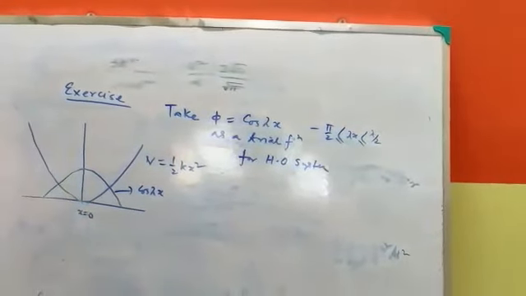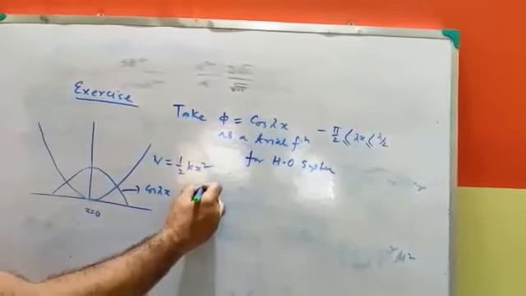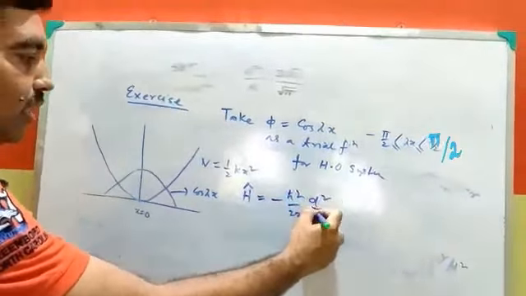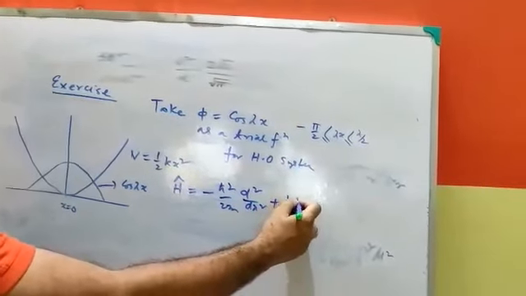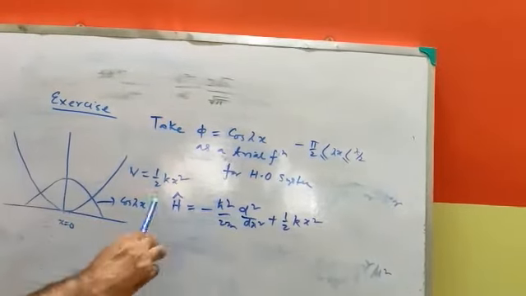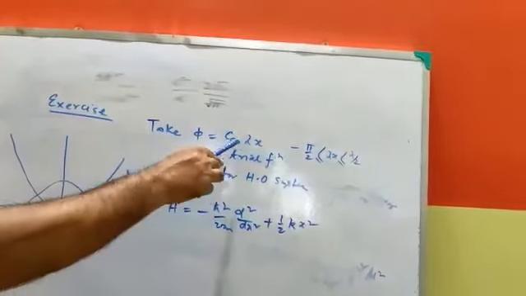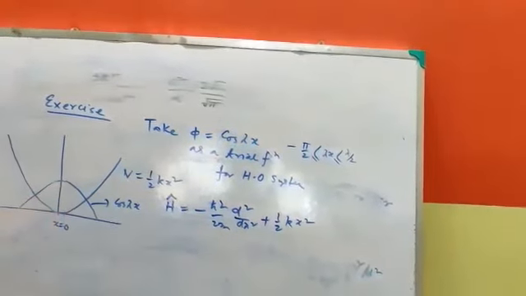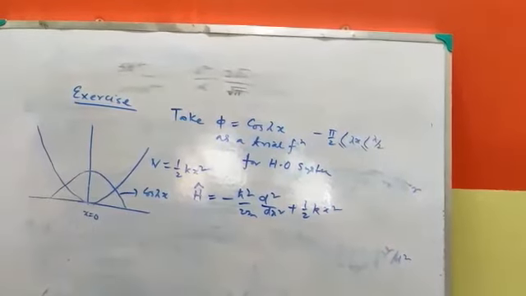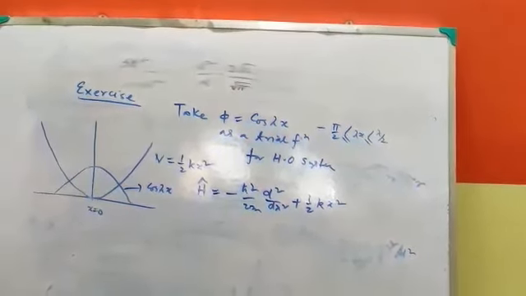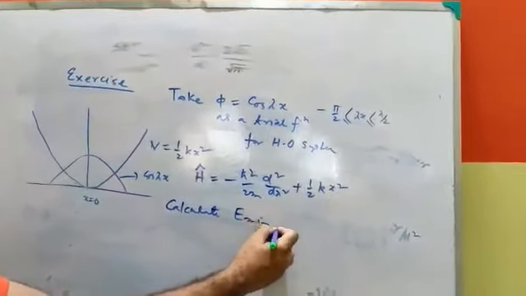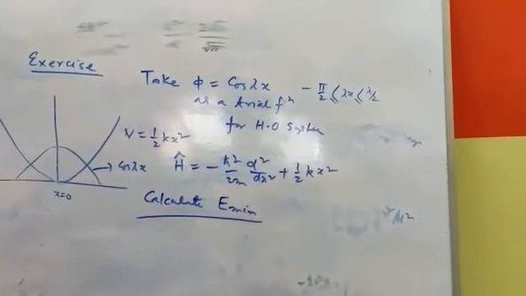Now you have the Hamiltonian for harmonic oscillator system, minus h cross square by 2m d2 dx2 plus half k x square. So using this Hamiltonian and using the trial function cos lambda x, where lambda is the variational parameter, you have to calculate the minimum energy value. Calculate E minimum. That's all for today.